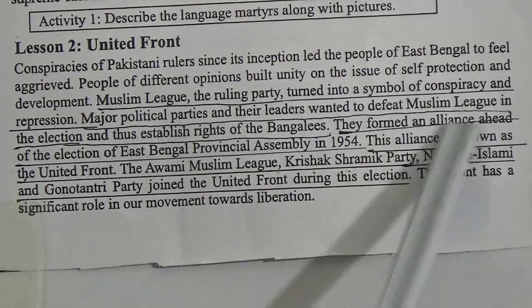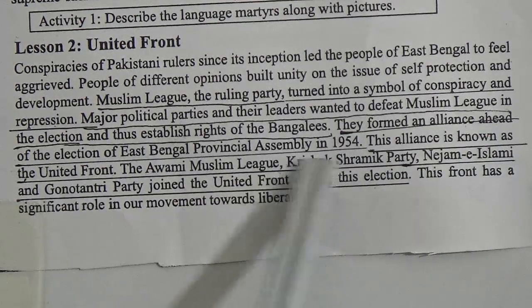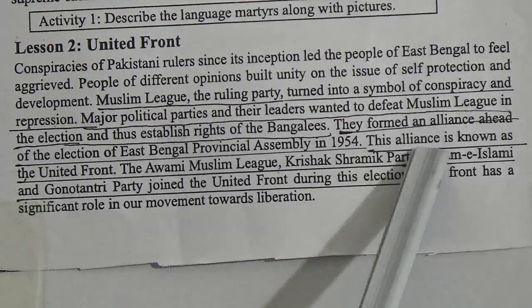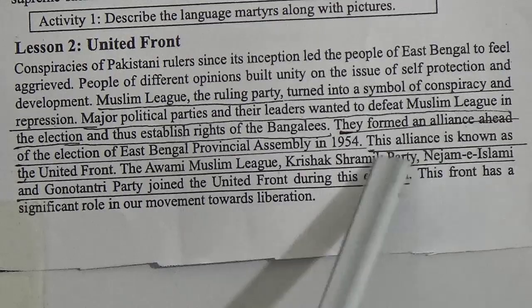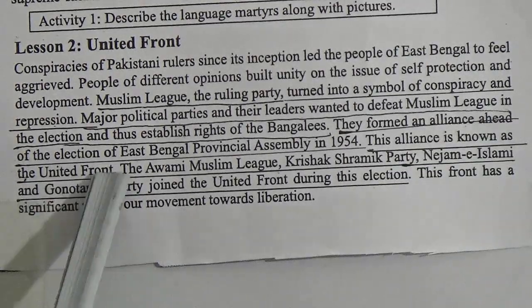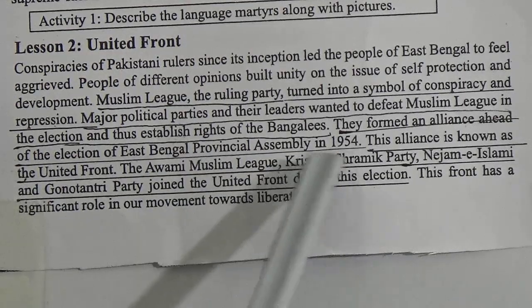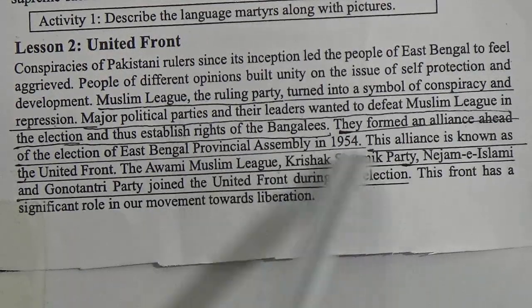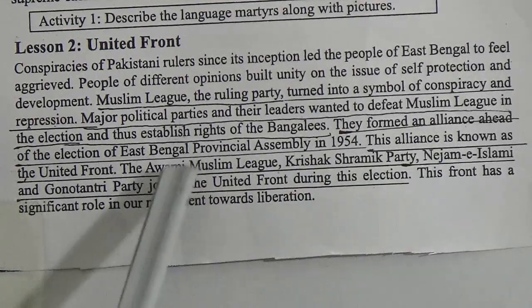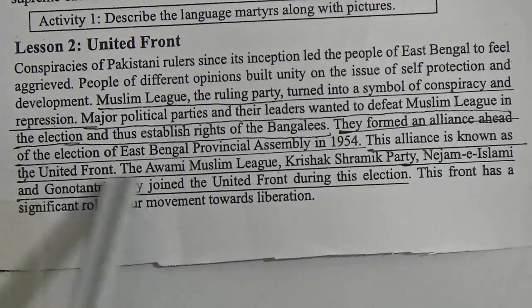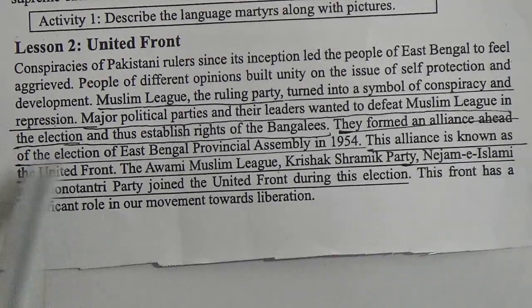That's why they formed an alliance ahead of the election of East Bengal Provincial Assembly in 1954. This alliance is known as the United Front. Alliance means association. So, student, some of the political parties of the then East Pakistan joined together and formed a political party. Their alliance is called the United Front.